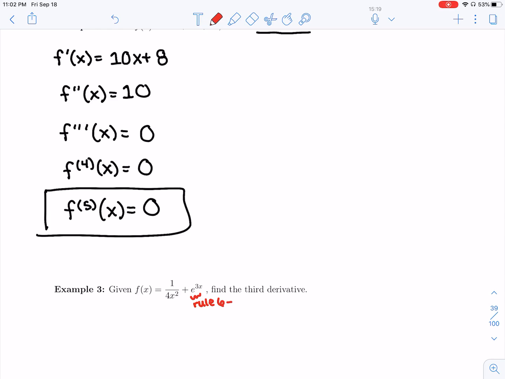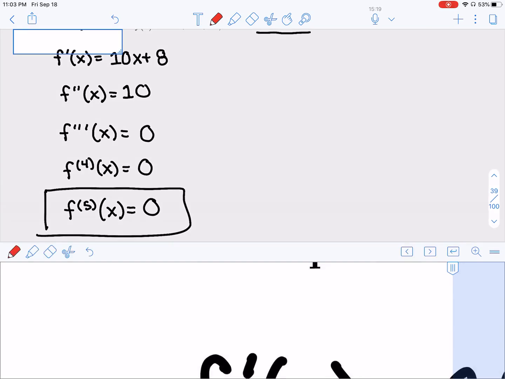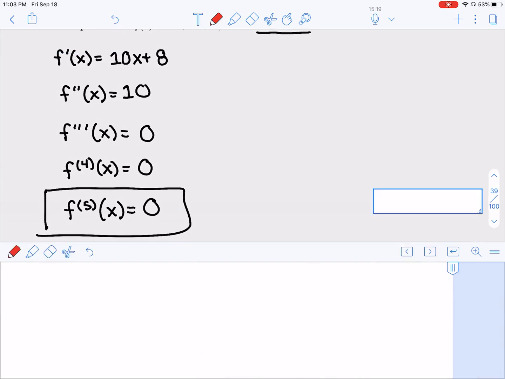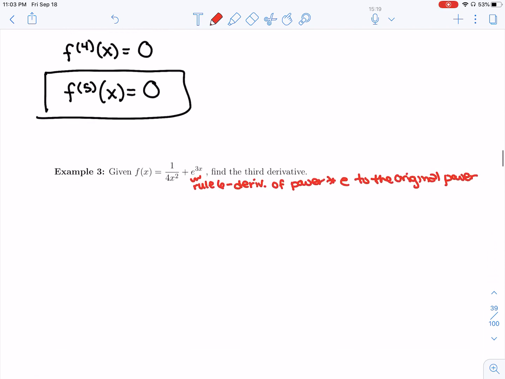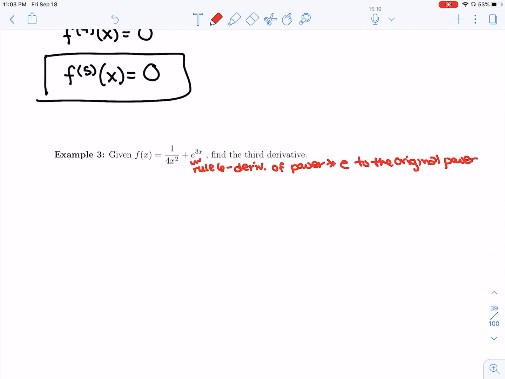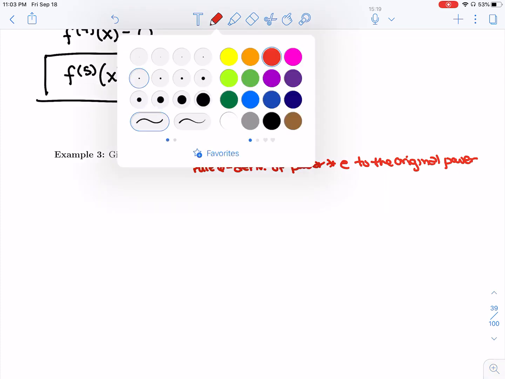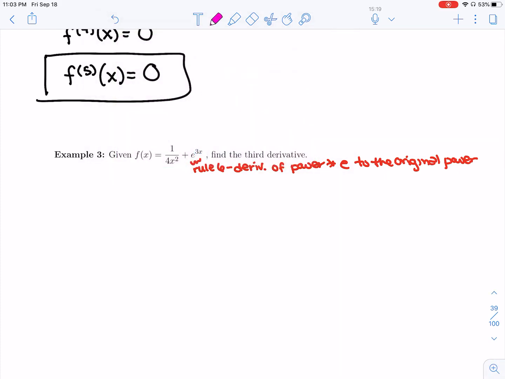That's the derivative of the power times e to the original power. I have e to something besides a regular x. It's an e to the 3x. So I'm going to use the derivative of the power times e to the original power. And I'm asked to find the third derivative.